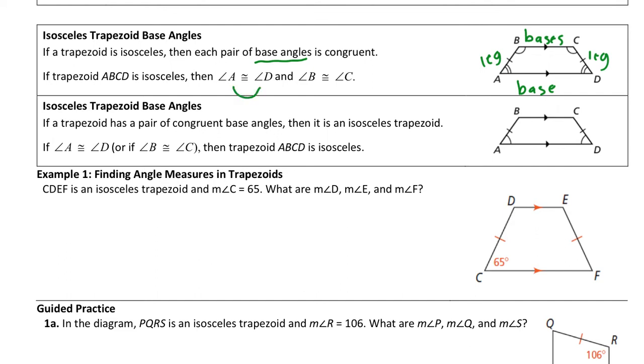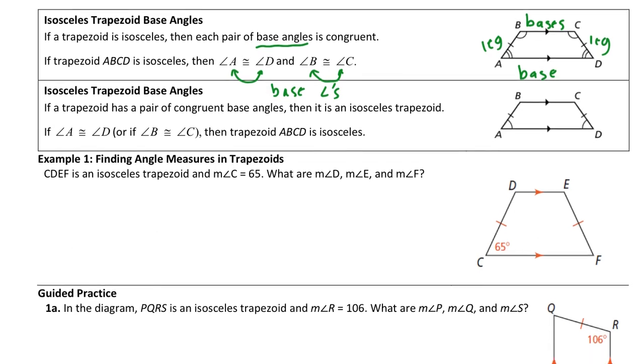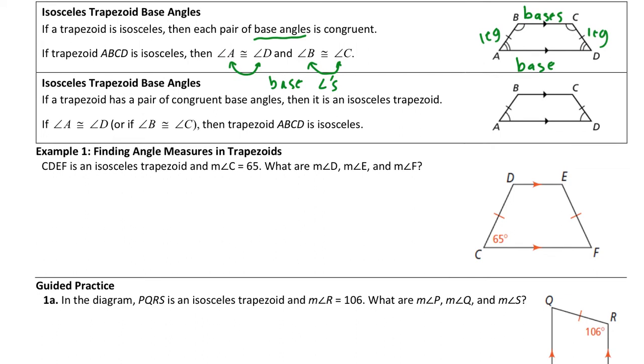So A and D are base angles for base AD. B and C are base angles for base BC. So base angles of an isosceles trapezoid are congruent. Legs of an isosceles trapezoid are congruent. And the second theorem here says the same thing. If a trapezoid has a pair of congruent base angles, then it's an isosceles trapezoid. So if you see one pair of congruent base angles, that trapezoid is an isosceles trapezoid.